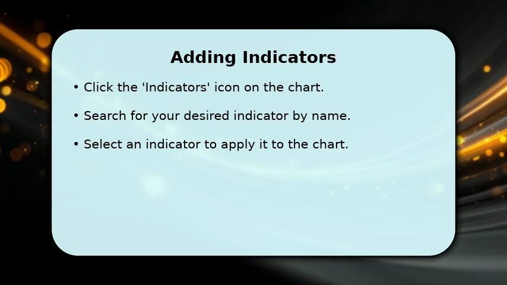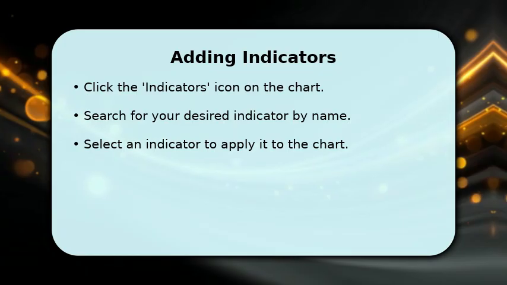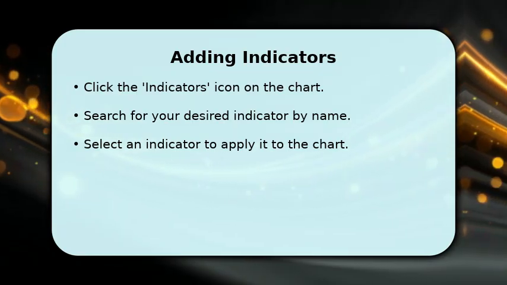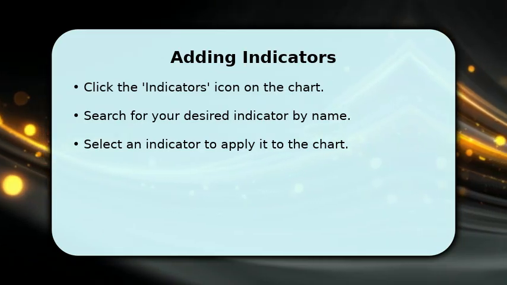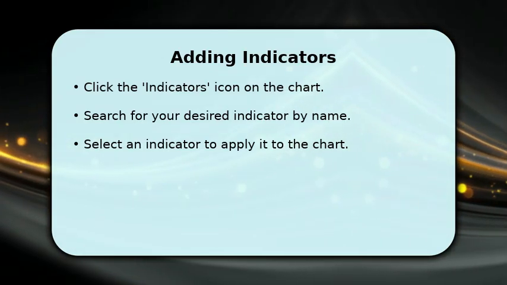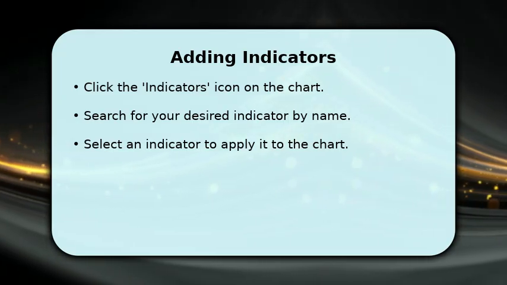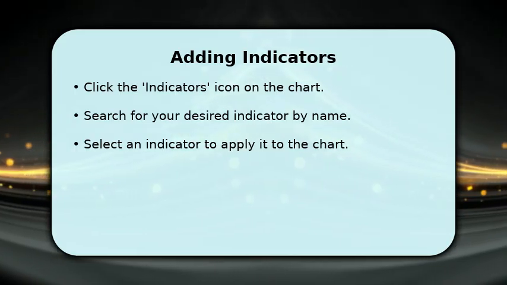Adding an indicator is straightforward. Simply locate and click the indicator's icon, which looks like a small FX symbol on your chart's toolbar. A search bar will appear. Type the name of the indicator you wish to use, like moving average or RSI. Then, select it from the results to instantly apply it to your chart.